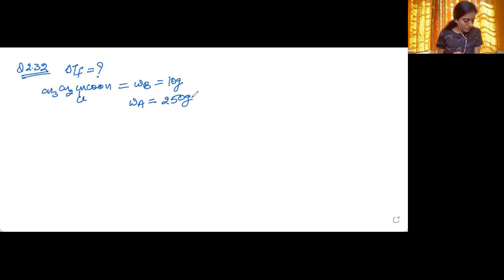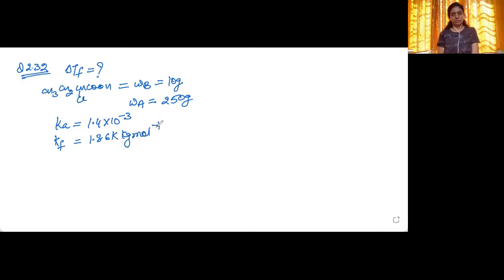Next, we have been given the value for Ka, that is the dissociation constant, 1.4 into 10 raised to the power minus 3. Then we have been given the value for Kf for water. It is 1.86 Kelvin kg per mole. Now we need to find out delta TF. Here we need to understand one thing. First of all, because we have been given the value for Ka, this means the solute is dissociating. Moreover, carboxylic acids dissociate in water.